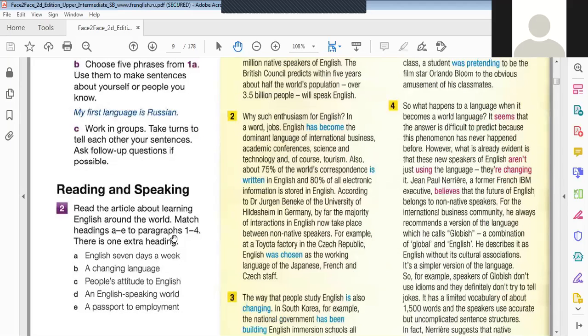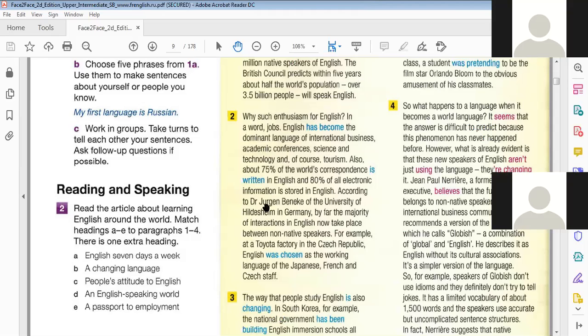Here we're going to do a little bit of reading. This is an interesting article about learning English around the world. I think this is quite relevant to us. It's quite useful because we're doing exactly the same thing and we're learning English. So let's read about this article.